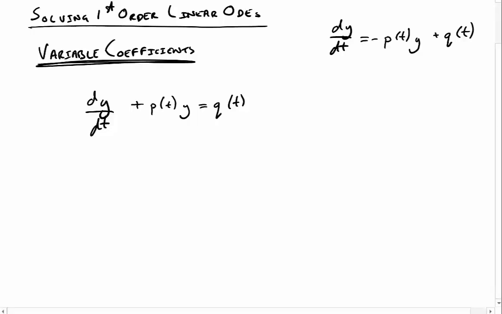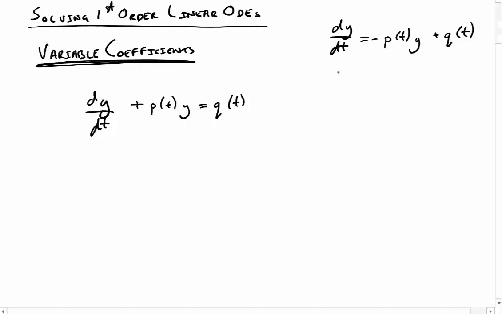So in this video, we're going to be talking about how to solve first-order linear ODEs. But this time we're going to be looking at the case when we've got variable coefficients going on. If you remember, in the last case, the constants in front of the function and the derivatives were constant. Now we're looking at the case where the coefficients are going to be functions.